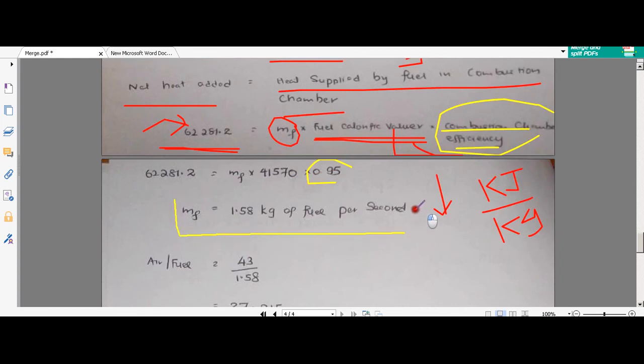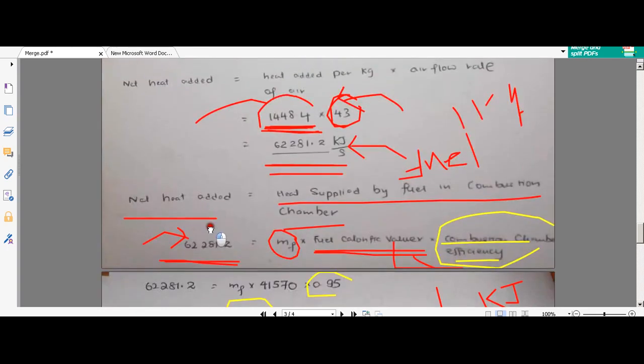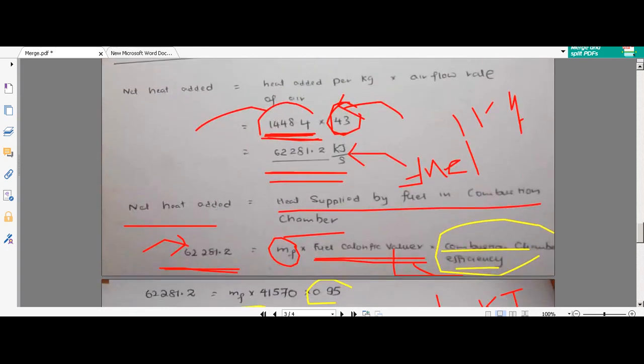So what is MF? Because now we know 43 kilograms of air is given per second. So in order to deal with 43 kilograms of air per second, we need to give 1.58. See, if you do the calculations carefully, you would be getting 1.5. So we need to give 1.58 kilograms of fuel per second. So that we evaluated by using this simple formula, right? So it is clear, right?